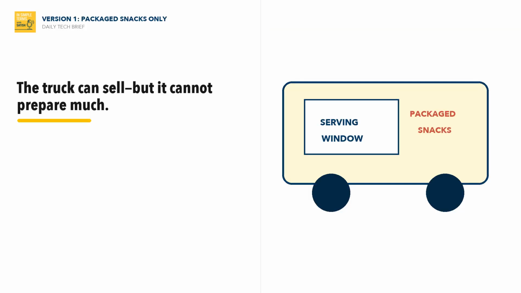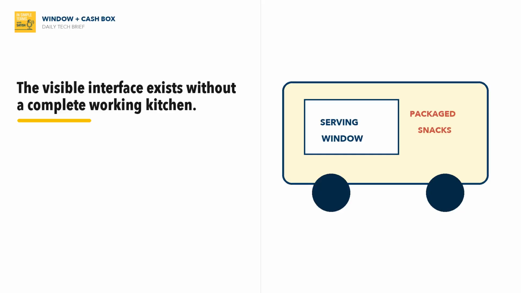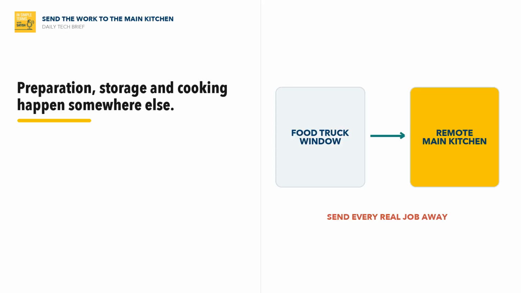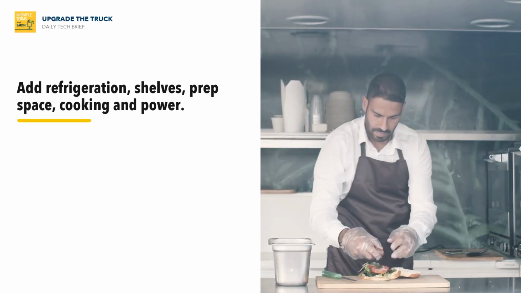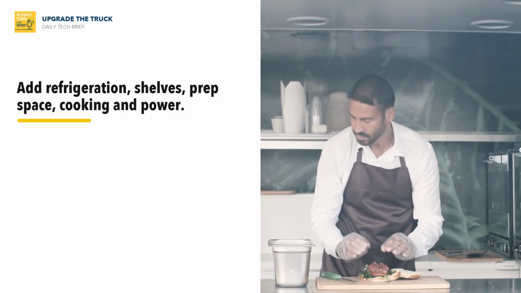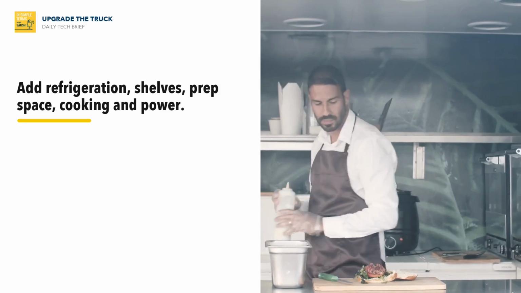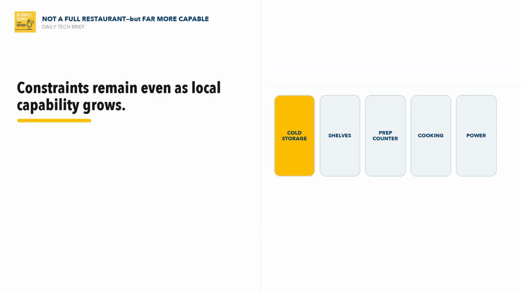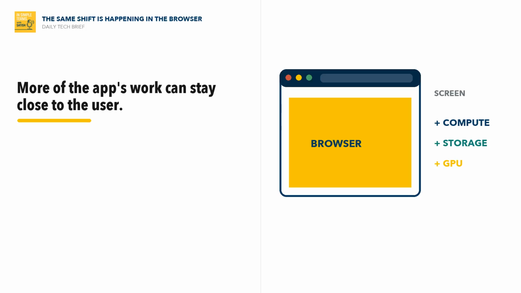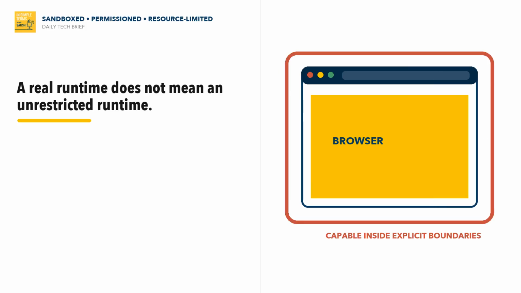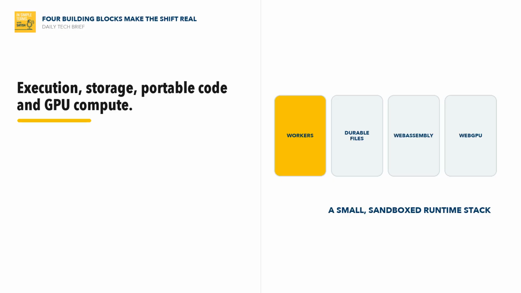Now let us understand this with a simple everyday example. Imagine a food truck that originally only sold packaged snacks. It had a serving window and a cash box, but not much else. If you wanted real cooking, real storage, or real preparation, you had to send everything back to a main kitchen somewhere else. Now imagine that same food truck gets refrigeration, shelves, a prep counter, a cooking station, and better power. It is still not a full restaurant, but it can now do much more work on its own. That is what is happening to the browser. It is still constrained and sandboxed, but it is getting more of the parts that make a real runtime useful. Now back to the actual technical concept.